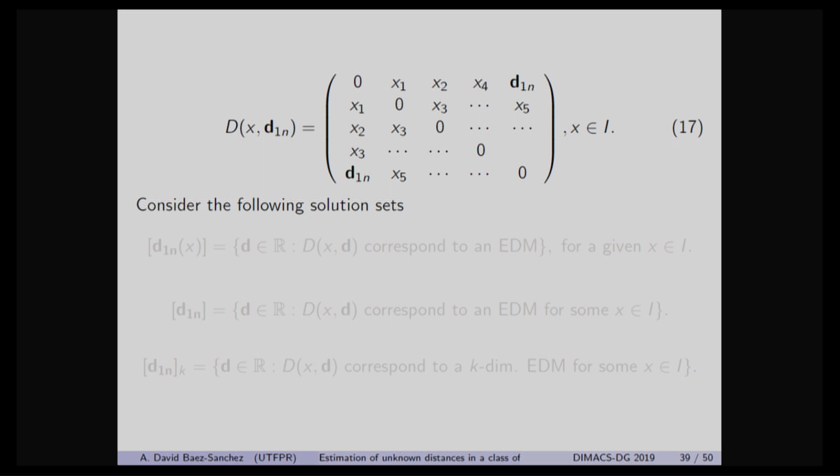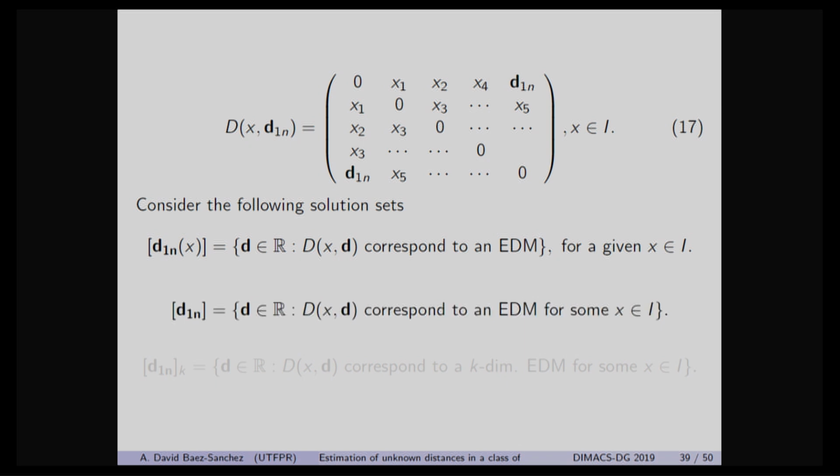When you consider this situation with these x values varying in an interval or in a set, you can think of different completion sets. For example, if you give me one fixed x, you can try to solve the completion problem. For a given x, you have precise data and know how to solve this problem. But the kind of solution that we are looking for is to obtain all the possible values for some x. We would like to let x vary over this set. And in fact, we are looking for a specific dimension. Here I put k dimension, but in most cases we are looking for the minimal embedding dimension, because we are assuming that the data is from dimension 3, and we want to obtain values preserving this minimal dimension. So we are looking for this with k minimal.